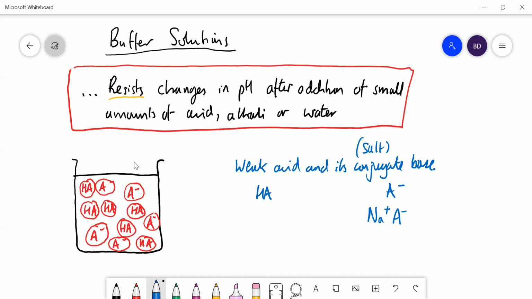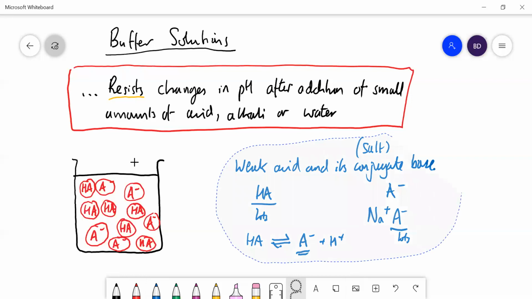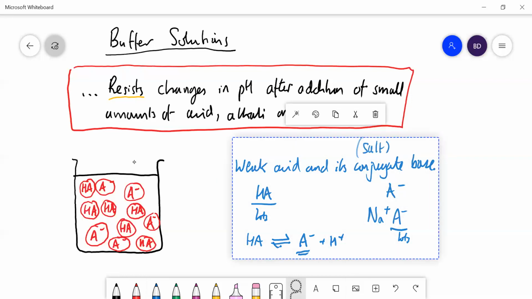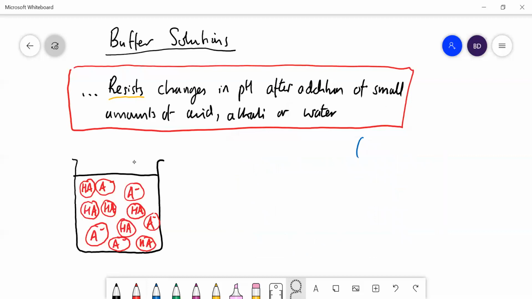So you need lots of HA and lots of A minus for a solution to be a good buffer. If you had some ethanoic acid, it wouldn't be a very good buffer. You've got this equilibrium going on, haven't you? But how much A minus have we got? Well, hardly any, because it is a weak acid. So let's talk about how a buffer actually works qualitatively, and then we'll get on to doing some calculations of the pH. This is mostly just qualitative discussion here.